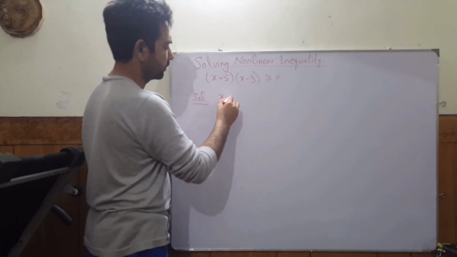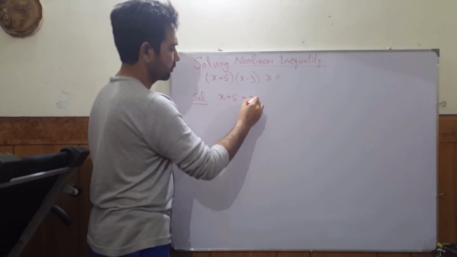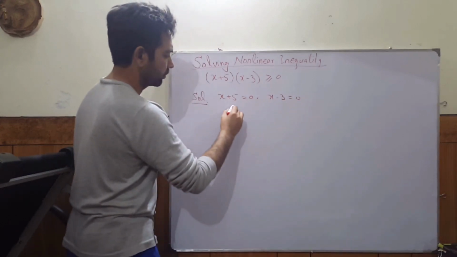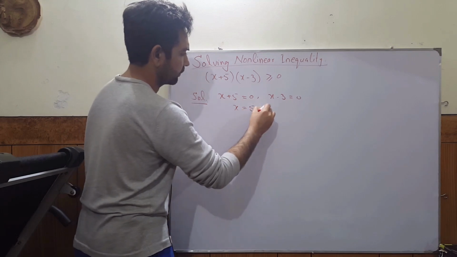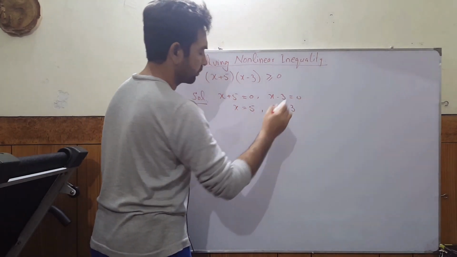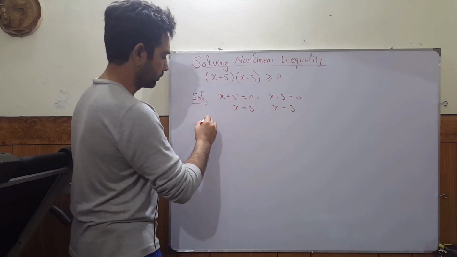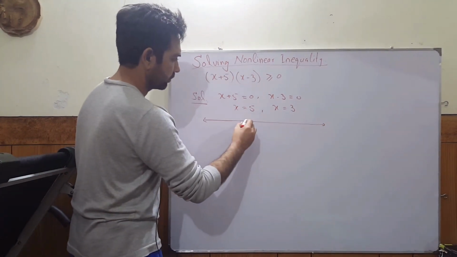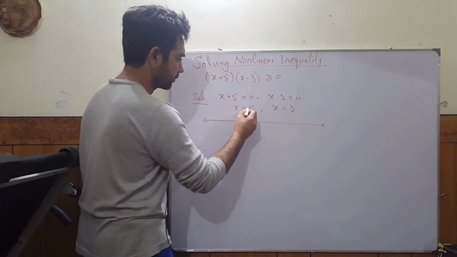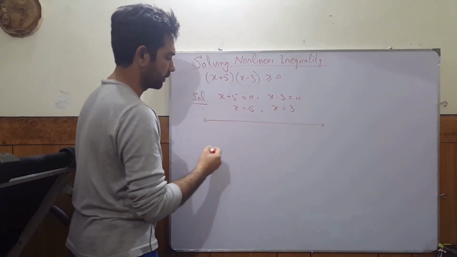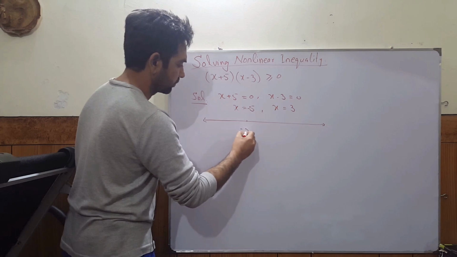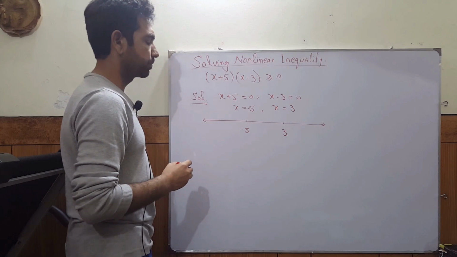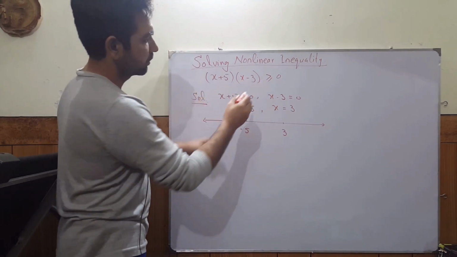So if I put this equal to 0 and this equal to 0, we get x equals 5 and x equals 3. So if you draw this on the real number line, you have, sorry, that is x equals minus 5. If you go to the other side, you have minus 5 here and 3 here.